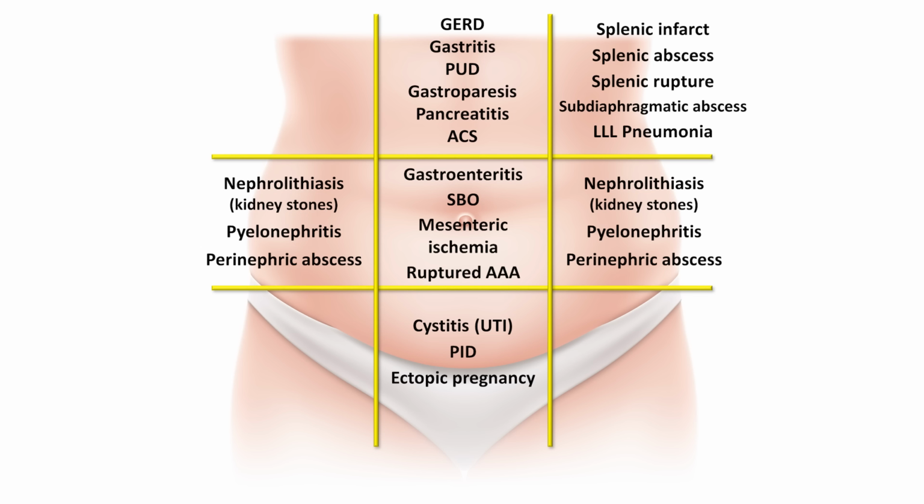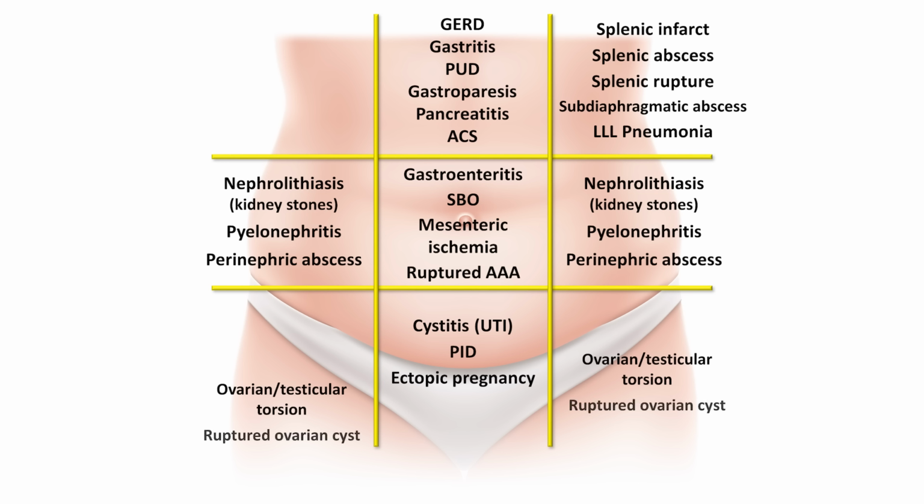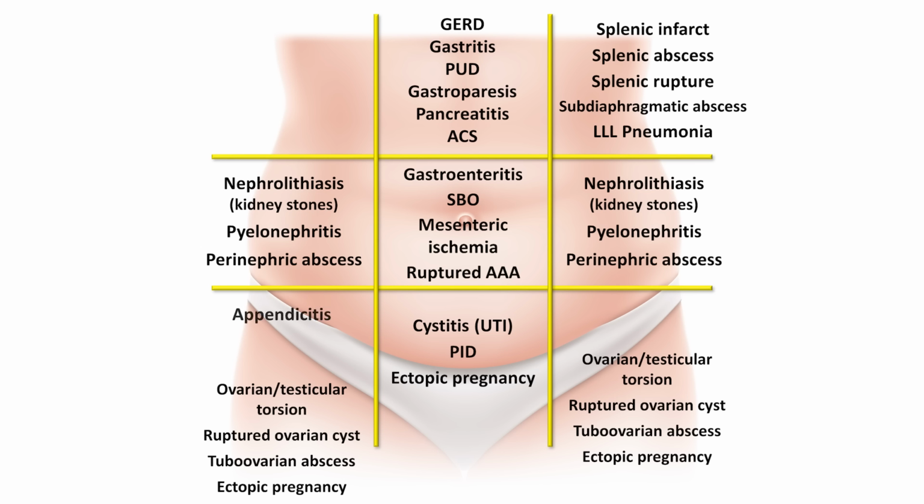Pain in the right and left lower quadrants have similar pathologies, including ovarian and testicular torsion, a ruptured ovarian cyst, a tubo-ovarian abscess, and ectopic pregnancy. 2 differences between the left and right lower quadrants: appendicitis pain is located in the right lower quadrant only, unless the patient has an unusual anatomic variation in the position of the intra-abdominal organs, and diverticulitis is more common on the left than on the right.